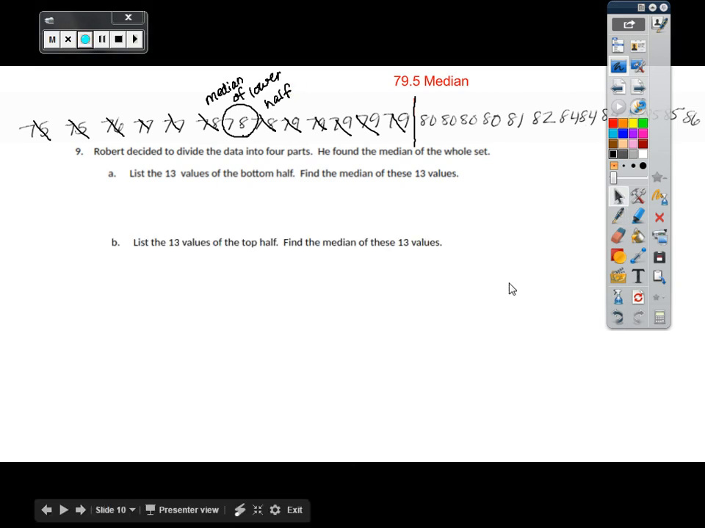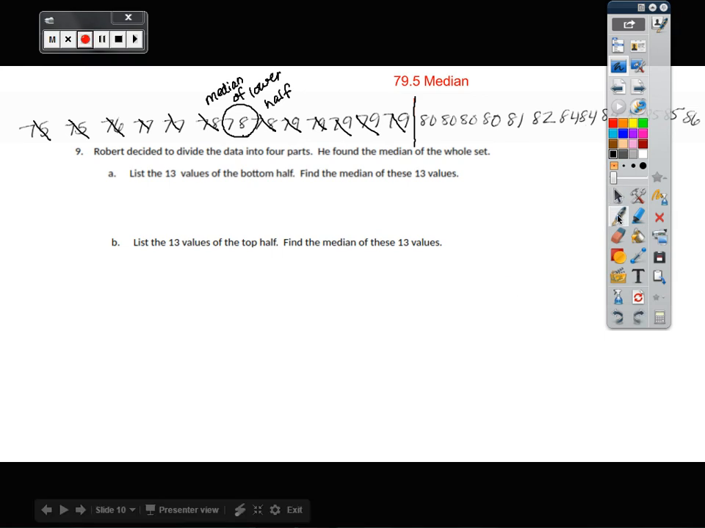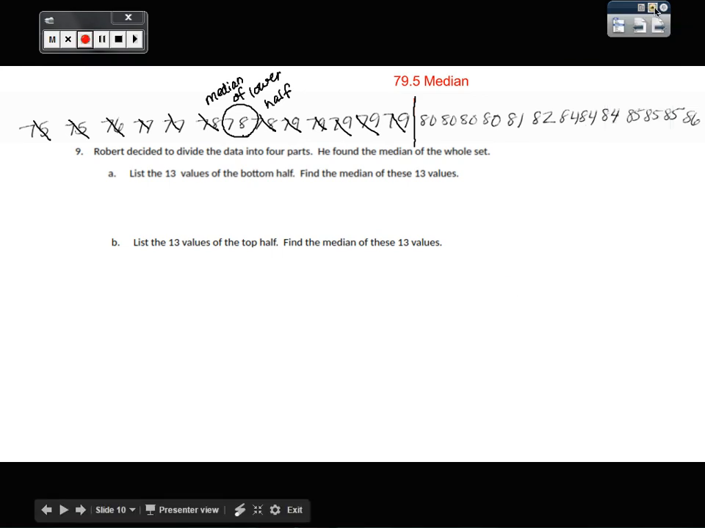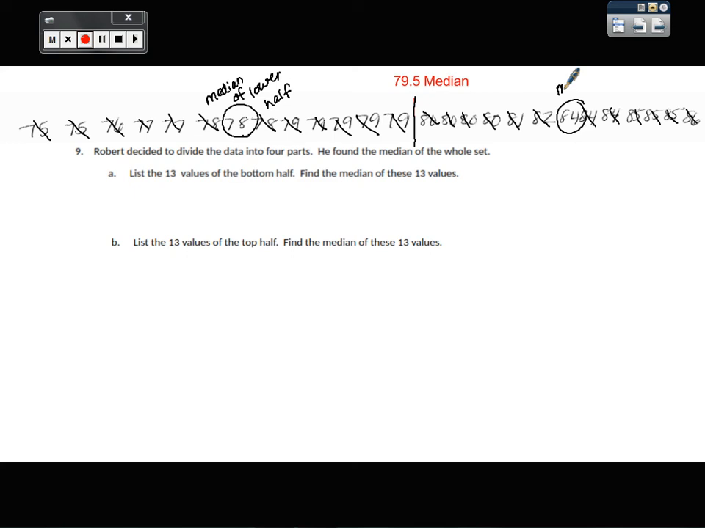List the 13 values of the top half. Find the median of these 13 values. Okay, I'm going to move my screen, and I'm going to find the median of this half, making sure I go side to side, side to side. The median of the upper half is 84.